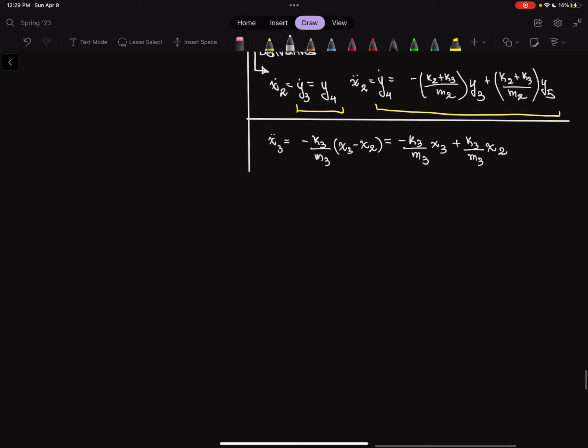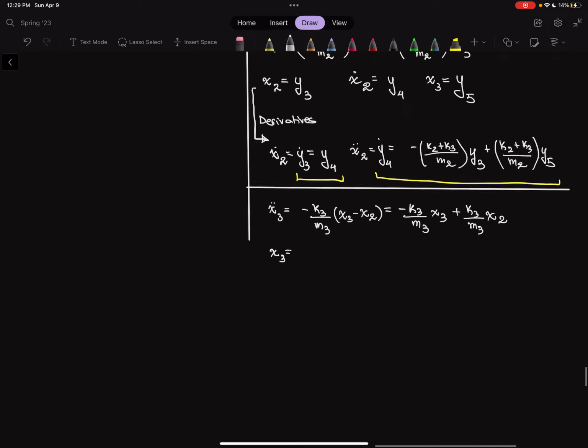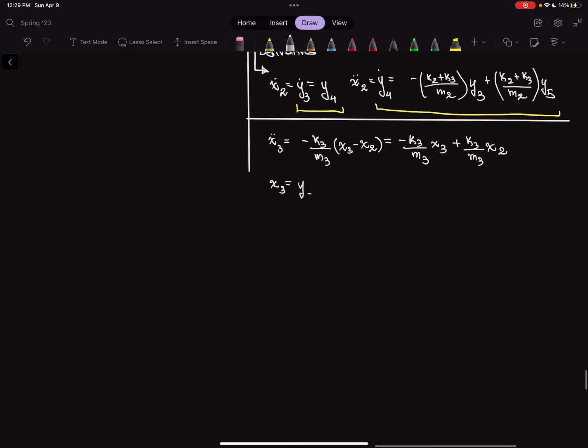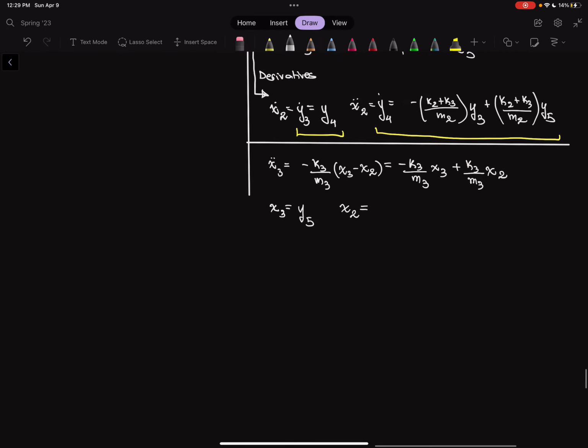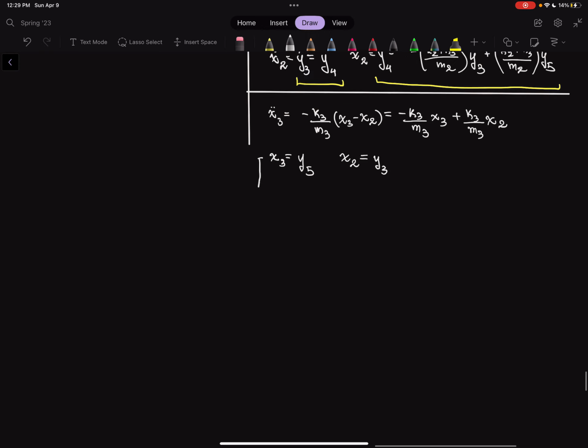So now that we have this, we're going to reiterate that, well, we said earlier that x3 is y5. x2 we had already defined as well. x2 is y3. So now we take the derivatives.